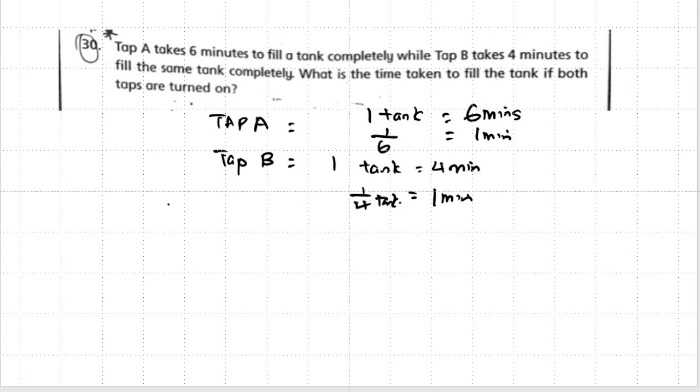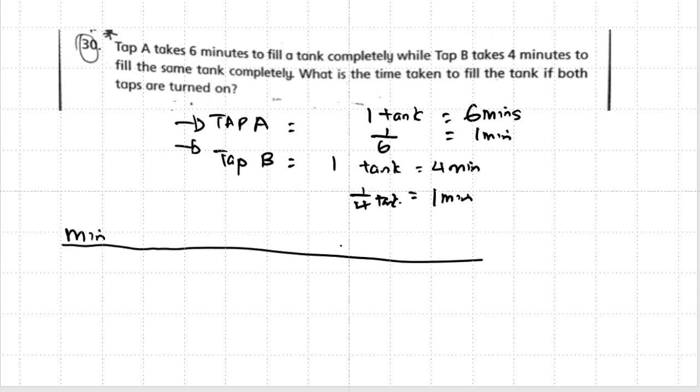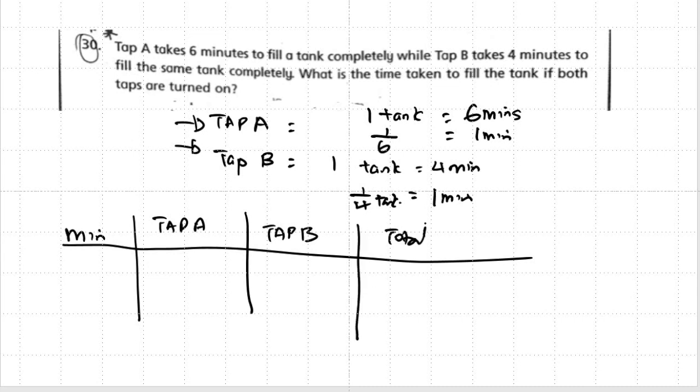Okay, so now if both of these taps are open together, I now draw a table. Here is called a minute, here is tap A, and here is tap B. Then total I will have how many? So I see my first minute, tap A will give me 1 over 6. Tap B will give me 1 over 4. So my total is 1 over 6 add 1 over 4, which will give me 5 over 12. So I notice that 5 over 12 is the first minute when the two of them are flowing.